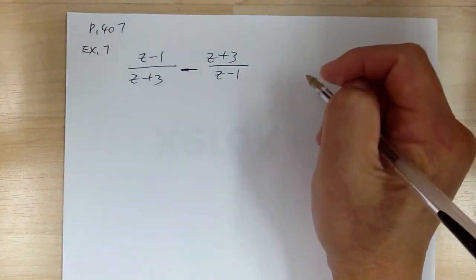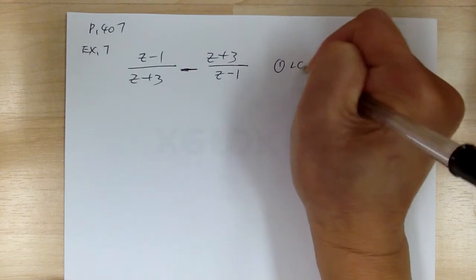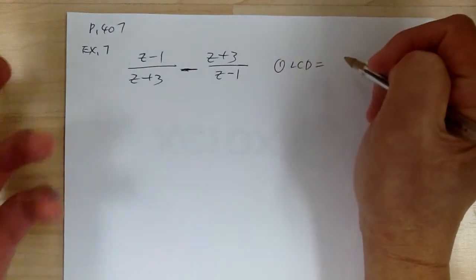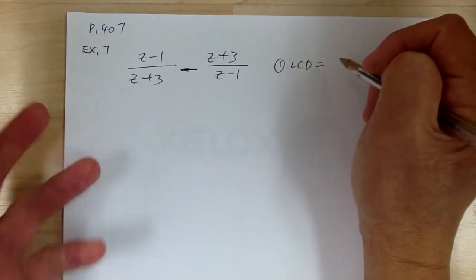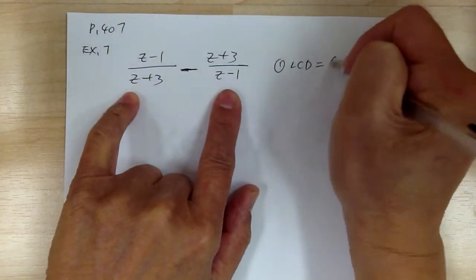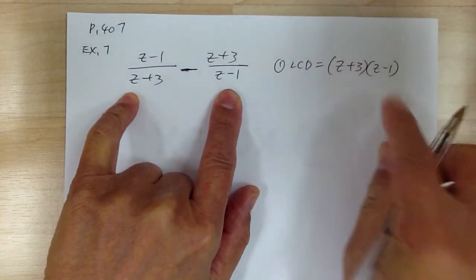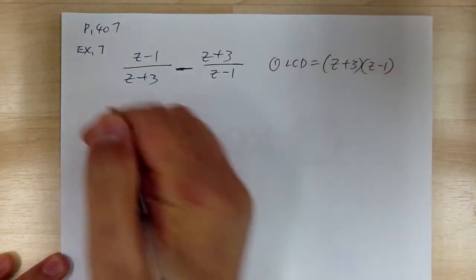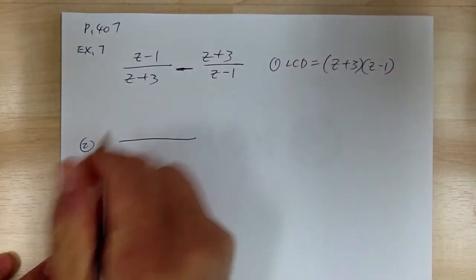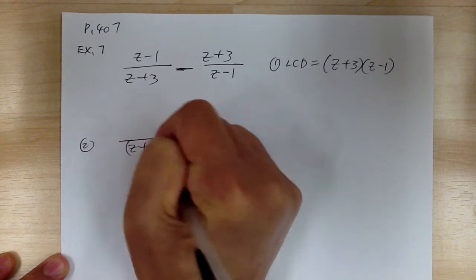But this is subtraction. You cannot cancel with a subtraction. Okay, so you need to go through your steps. So step 1, LCD. There's no number, there's no alphabet. Group, okay, so there are 2 different ones. So you got z plus 3 and z minus 1. So that's your LCD. So step 2, get the LCD ready.